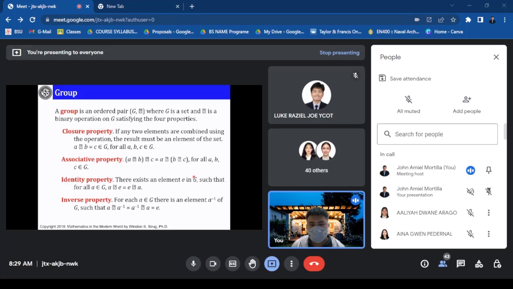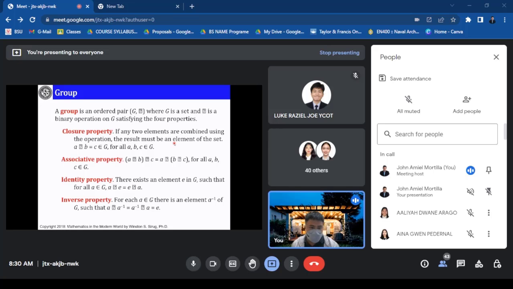Okay, so for the closure property, all results must be elements of the set. For example, for all a, b, c that are elements of G. It means, as you saw with the letter U earlier, it encloses the elements inside. So that is the closure property in a group.